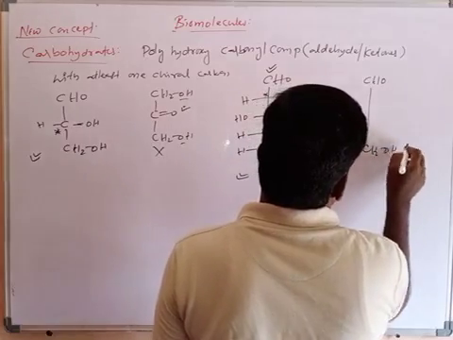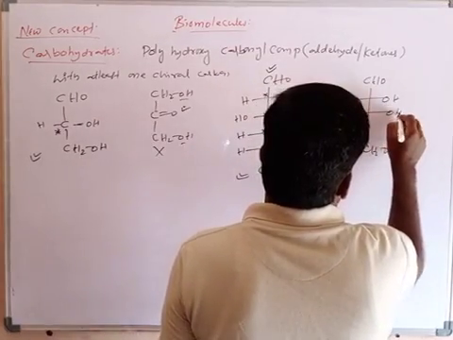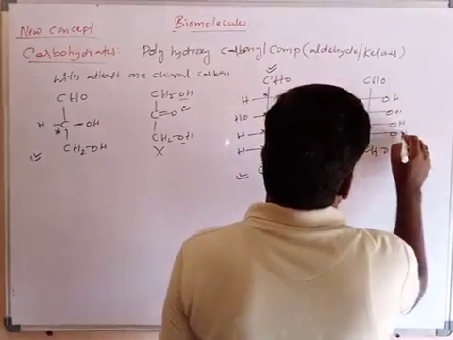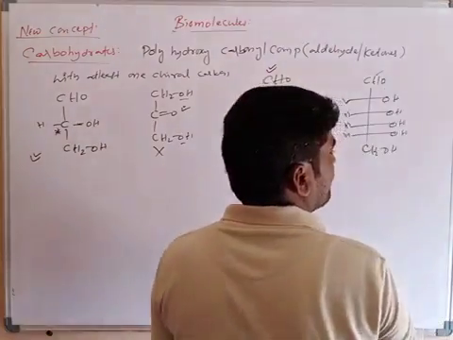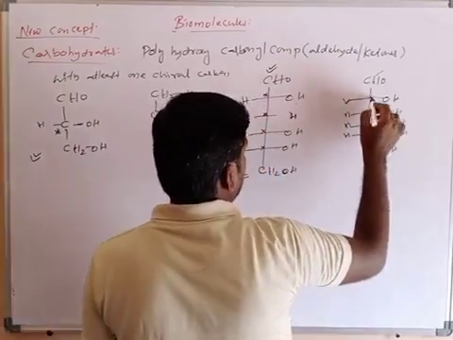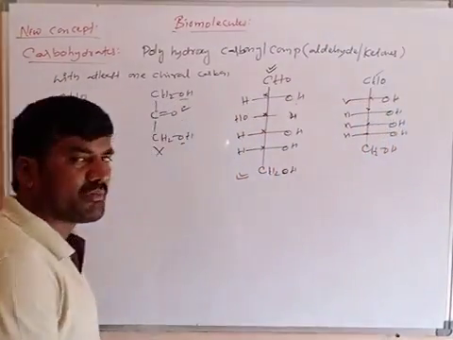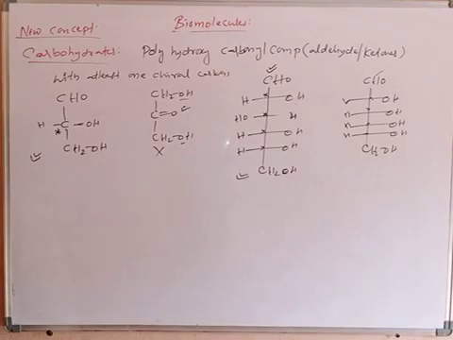Let's take one more example. CHO, CH2OH, OH, OH, OH, OH, H, H, H. What about this? Carbonyl carbon, polyhydroxy groups and chiral centers are there. So it is also a carbohydrate. What are carbohydrates? Polyhydroxy carbonyl compounds with at least one chiral center are called carbohydrates. Clear?